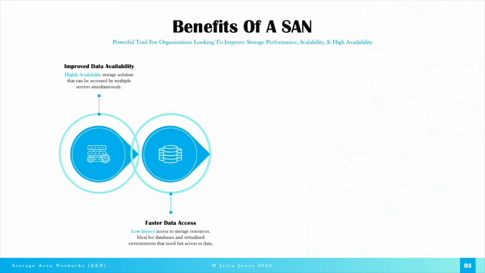SANs use fiber channel technology, which is very fast and highly reliable. Now, organizations can use Ethernet or iSCSI. I don't recommend it because that kind of defeats the purpose of a SAN. iSCSI uses a traditional Ethernet network, but fiber channel is much better. It's going to give you that fast data access.